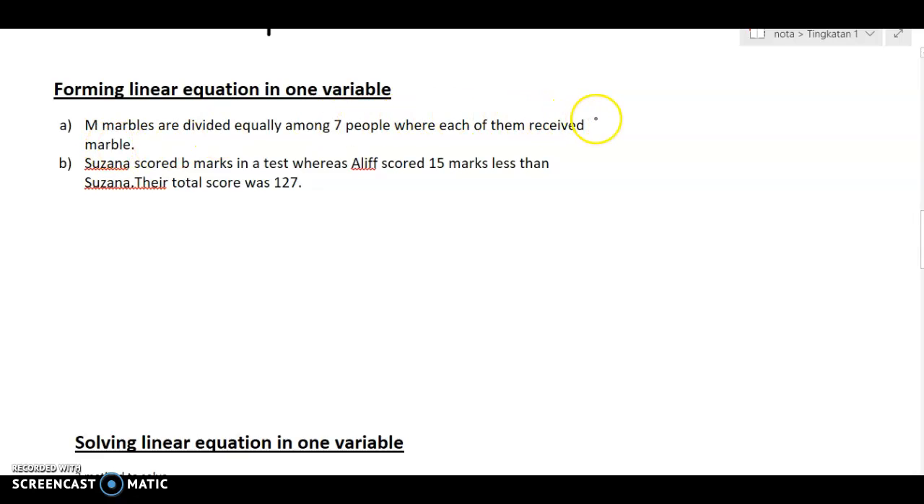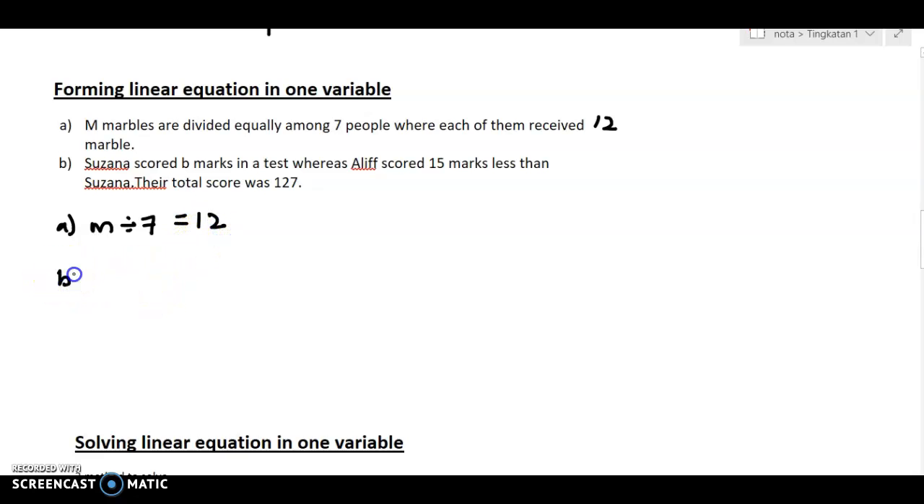Sorry, I forgot. Receive 12. Okay, 12 marbles. So how do we form a linear equation in one variable in this situation? So m marbles are divided among 7 people. So it means m divided by 7, because there are 7 people. m marbles means that we don't know how many marbles there are. We divide by 7 people. When they divide these marbles, each person will get 12. So that's why it's equal to 12.